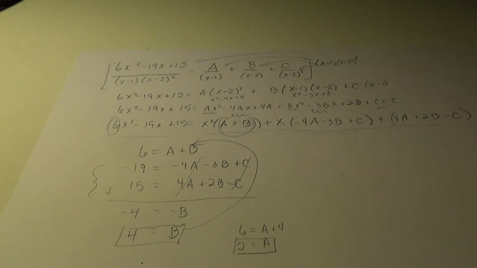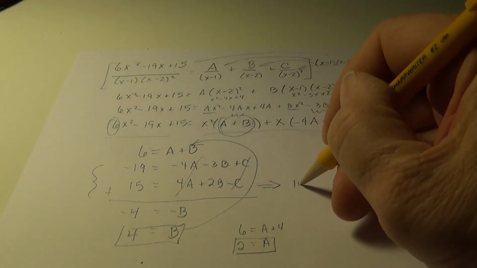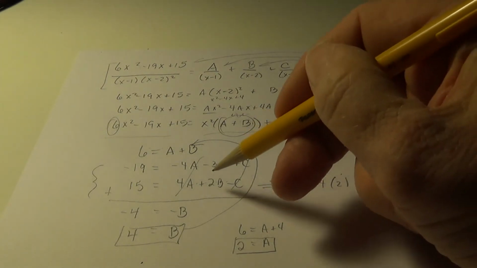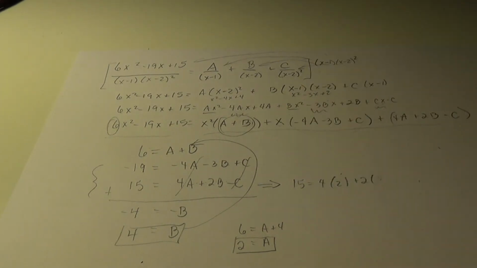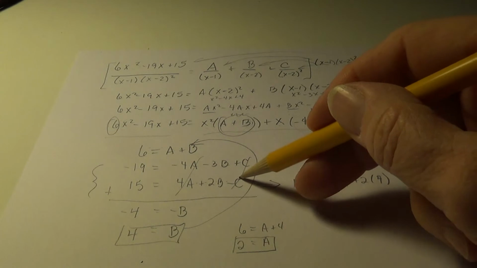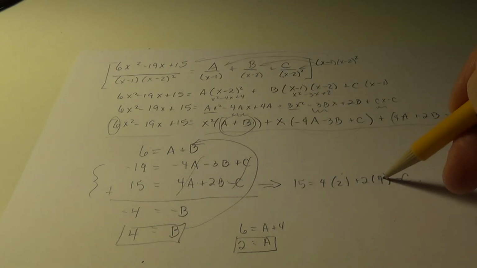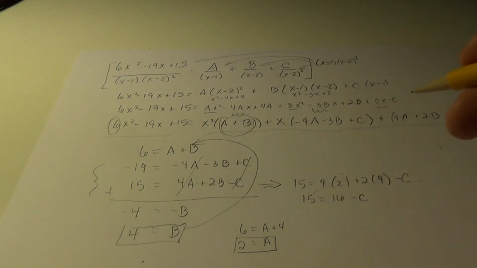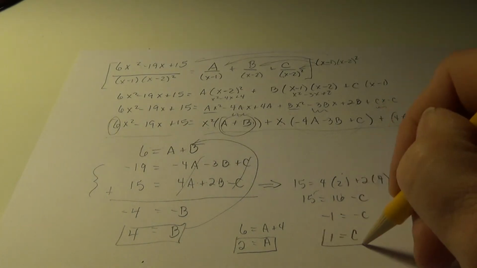And now I need an expression with c in it. So I can take either of these. I'll take this one. So I get 15 equals 4 times a, but I know a is 2, and plus 2 times b, but I know b is 4, minus c. So I'm right up to there. Solving that for c, I get an 8 and 8, so that's 16. Move the 16 over, it becomes minus 1. And then multiplying both sides by 1, I get c equals 1.